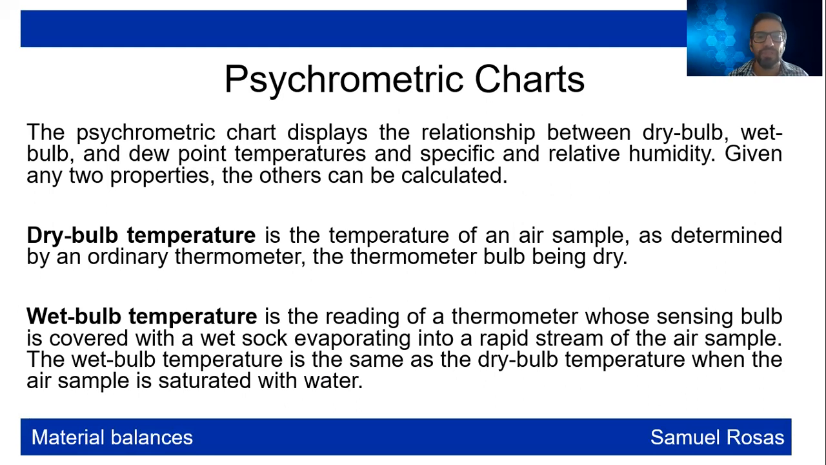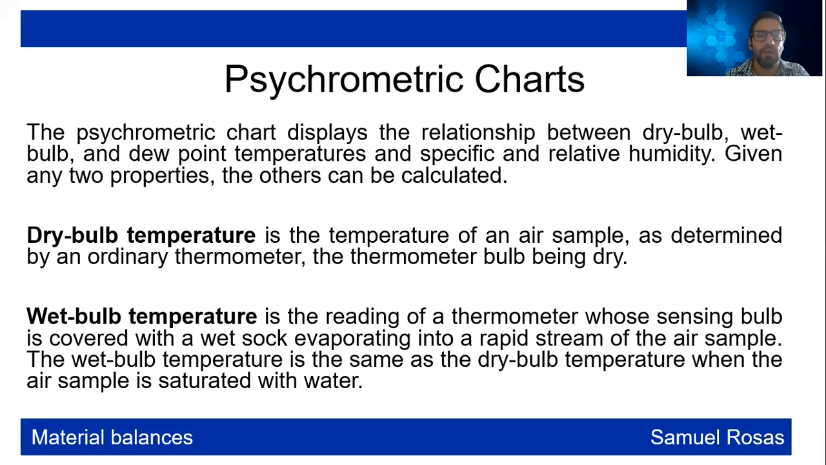Dry bulb temperature is the temperature of air with water, and we usually determine that with an ordinary thermometer, so the thermometer bulb is dry. But if it is covered with a wet sock evaporating into a rapid stream of the air sample, then it is the wet bulb temperature. And this wet bulb temperature is the same as the dry bulb temperature when the air sample is saturated with water, which means we have 100% relative humidity.